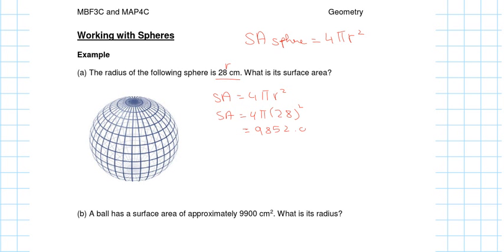And then your units: centimeters squared. Now, to change the question a little bit, a ball has a surface area of approximately 9,900 centimeters squared. What's its radius?